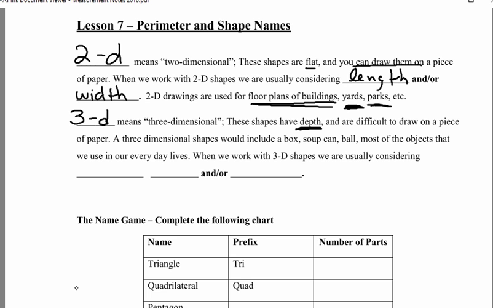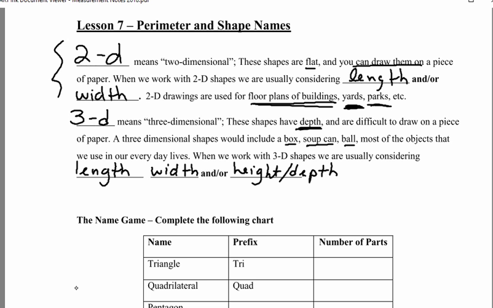It's things that you can pick up, things in our everyday world, a box, soup can, ball, just about anything in our world. The reason it's 3D, it still has a length and a width to it, but now to give it the third dimension, you can add a height or a depth. Different terms for it, but it means the same thing. So that's what we're going to start looking at. First couple periods, 2D, and then from there we'll go to 3D shapes.